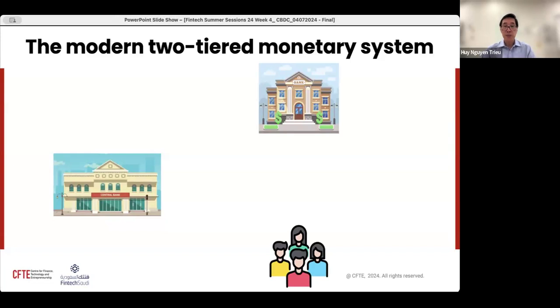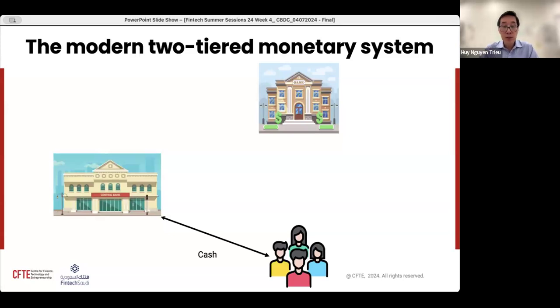So today, in most economies, we have what we call a two-tiered monetary system. Two-tiered meaning that there are two types of institutions. One, a central bank, and secondly, a bank, or what we would call a commercial bank. What is your interaction as a person with those entities? For example, how do you interact with a central bank?